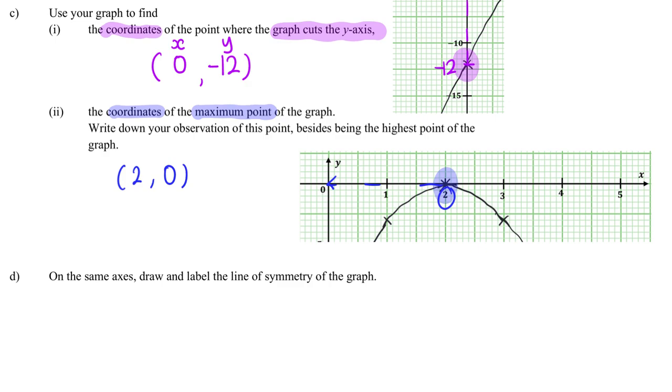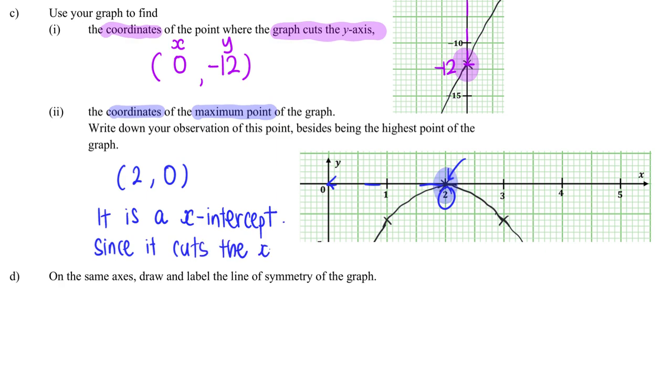Write down your observation of this point besides being the highest point of the graph. Do you observe that it also is at the x-intercept? And since it is at the x-axis, it is also an x-intercept at the same time, because it cuts the x-axis.